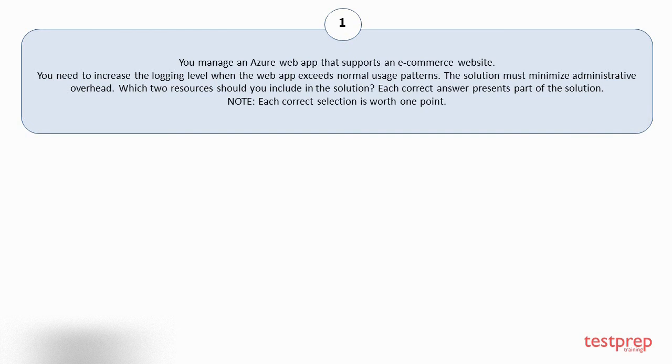You need to increase the logging level when the web app exceeds normal usage patterns. The solution must minimize administrative overhead. Which two resources should you include in the solution? Each correct answer presents part of the solution. Note, each correct selection is worth 1 point.